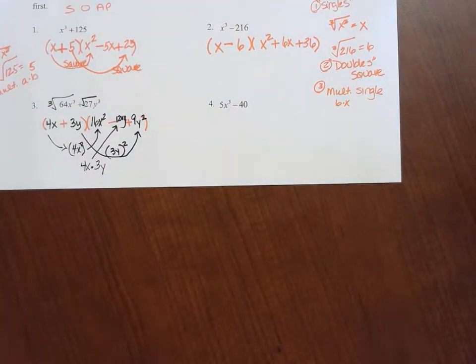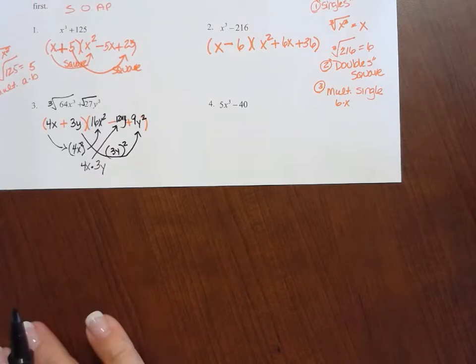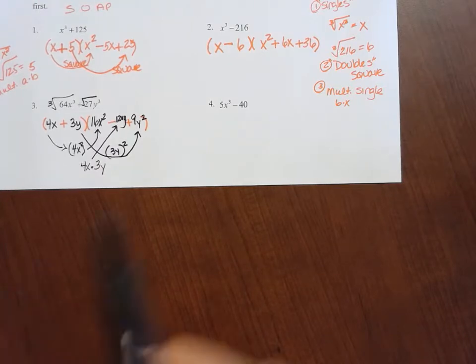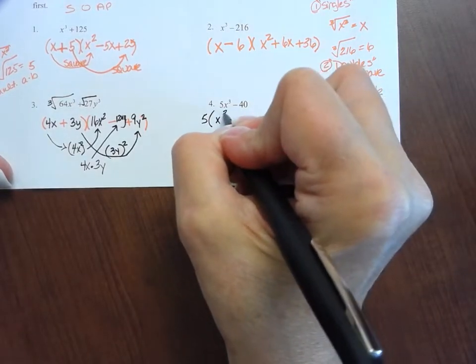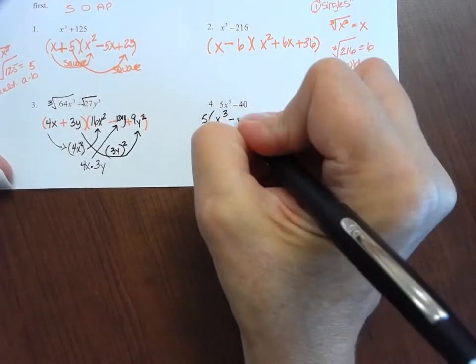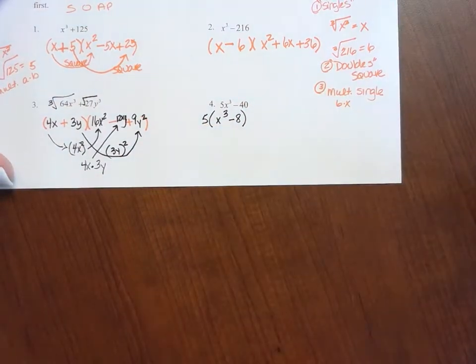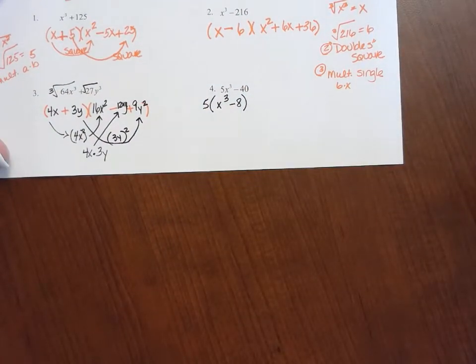All right. Do I have some perfect squares? Five's not a perfect square because it's prime. So I have to go back to regular factoring. Do I have a greatest common factor? 5. Okay, so that leaves me with x cubed minus 8. Hey, now I have some perfect cubes. Do you agree?